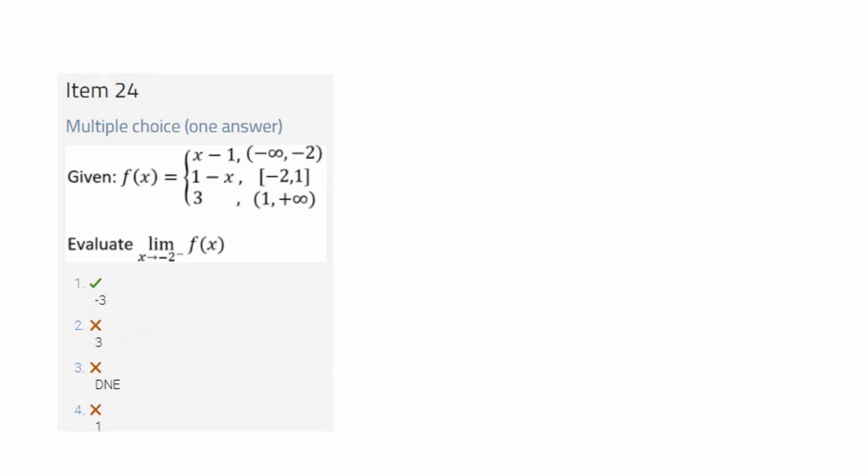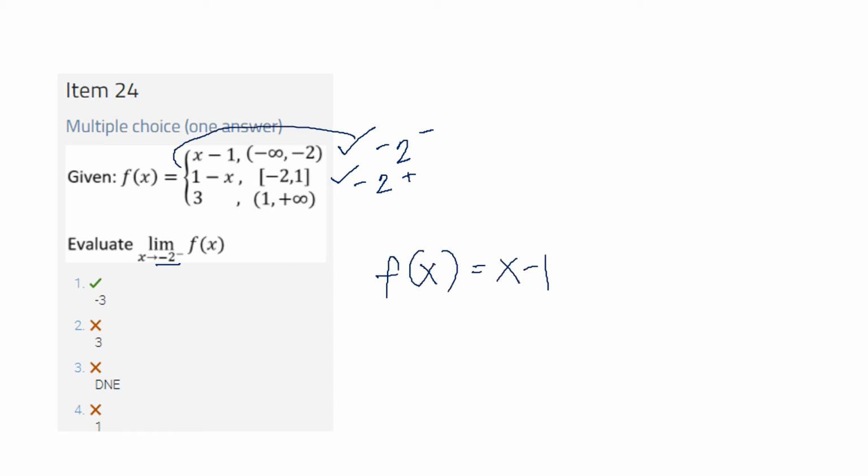So in this case, you're going to find the limit of that function as x approaches left of negative 2. So here is the left of negative 2, while here is the right of negative 2. So you're going to use f of x is equal to x minus 1 because it belongs to this interval. So let x be equal to negative 2 and then substitute. So the answer is negative 3.